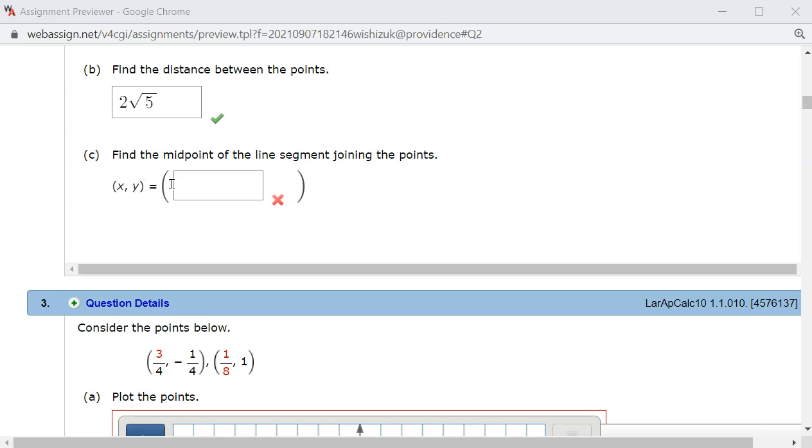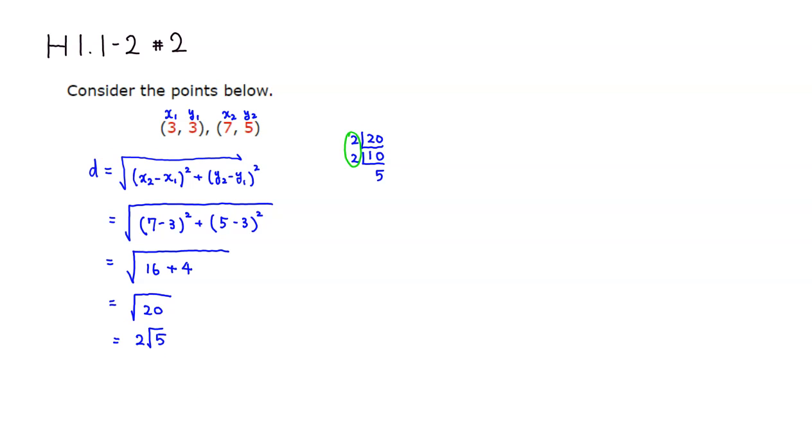Alright, part C, we want to find the midpoint. Let's do that. For the midpoint, remember that we just have to take the average of each coordinate. So here we have 3 plus 7, so x1 plus x2, divided by 2, and y1 plus y2, divided by 2.